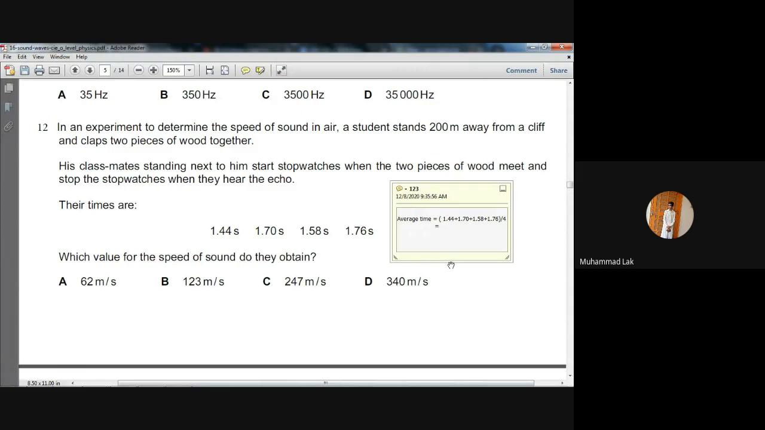What is the average time? 1.62 seconds. That's the average time.